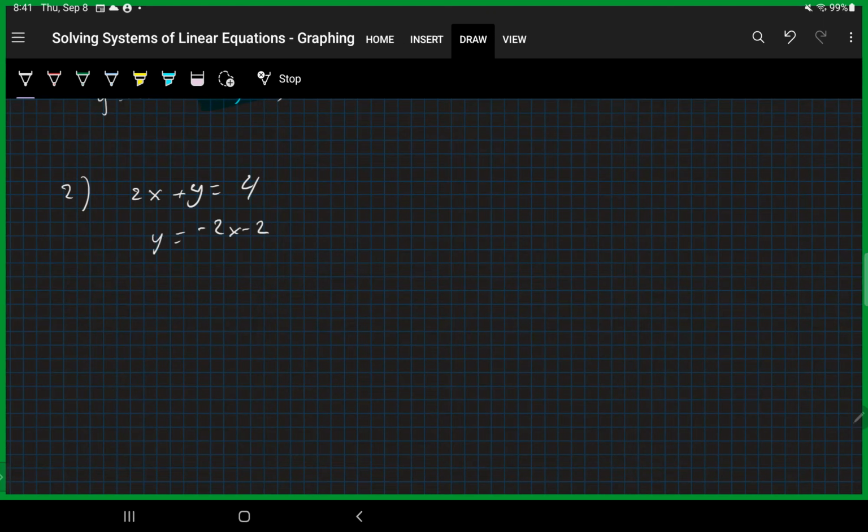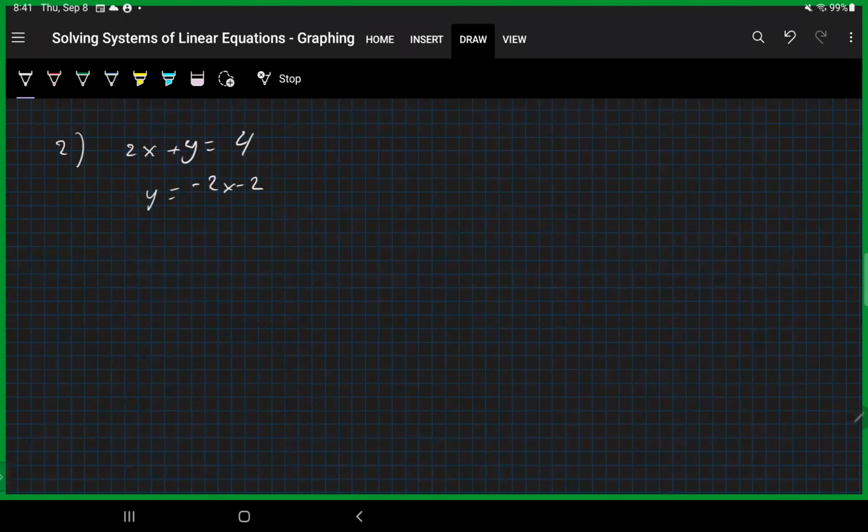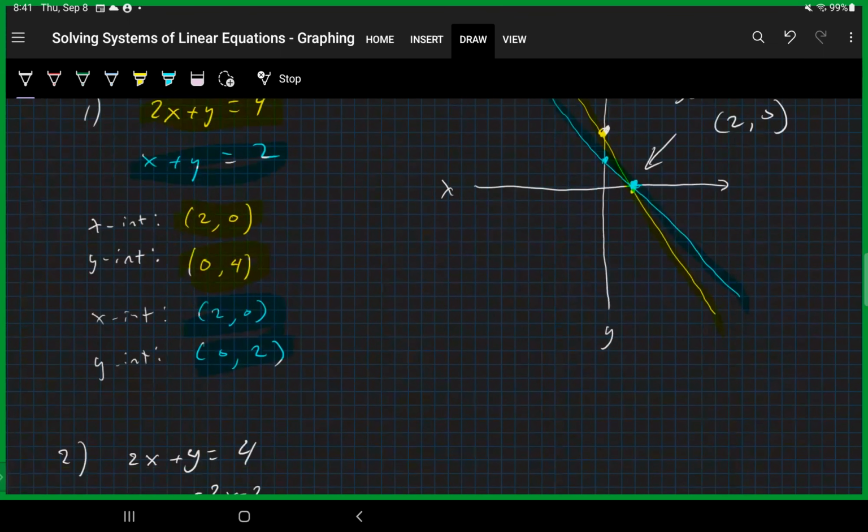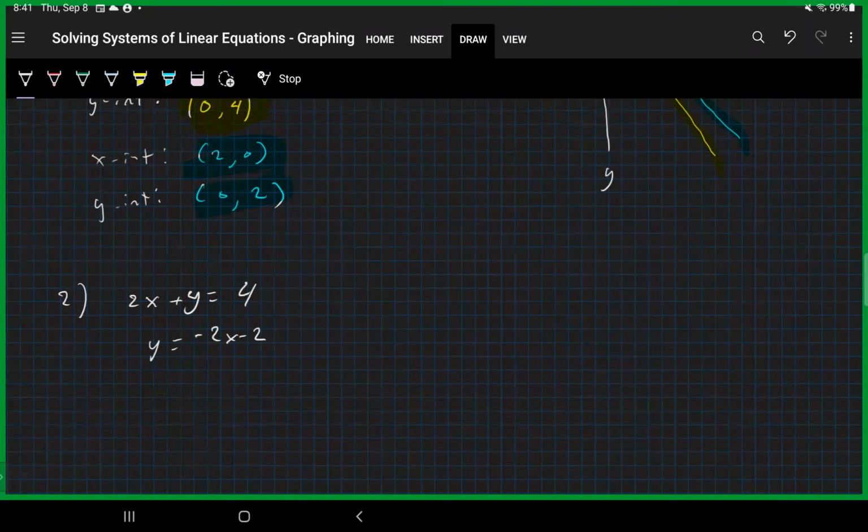My second system, I'm going to solve 2x plus y is 4 and y equals negative 2x minus 2. And that first one matches the equation above. So I know this one, the yellow, I know I have (2, 0) and (0, 4) for my intercepts. So I'm not going to bother generating new points for that.